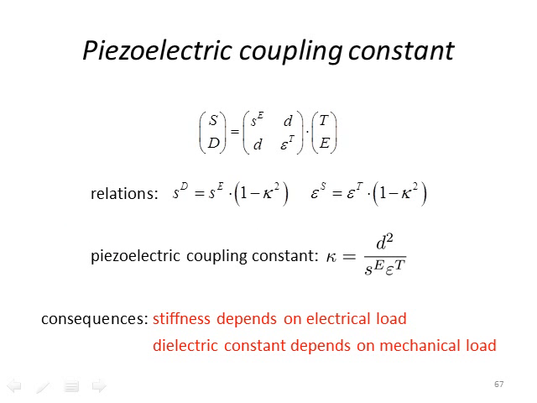Then in this case, our coupling coefficient, kappa squared, will be equal to d squared, the piezoelectric coupling constant, divided by S^E epsilon^T. So the consequences of this: stiffness depends on electrical load, dielectric constant depends on mechanical load. If that's not clear to you, please send me an email. But the general concept of what this coupling coefficient means, this is really coupling of the two domains.